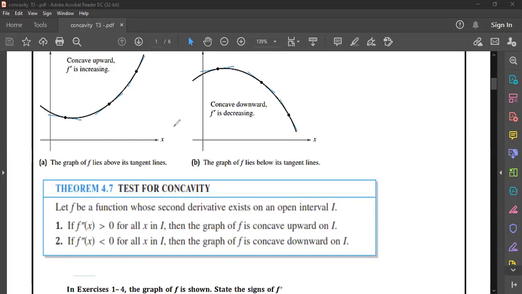Look here. Let f be a function whose second derivative exists on an open interval. If the second derivative is greater than 0 for all values in this interval, the curve of the function is concave upward. If the second derivative is positive, the curve is concave upward. If the second derivative is less than 0 for all values of x in a given interval, this means the curve of the function is concave downward.